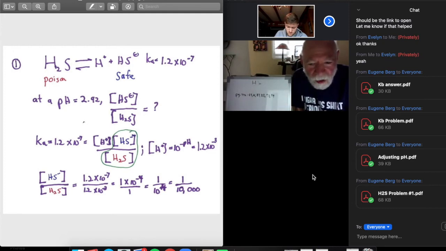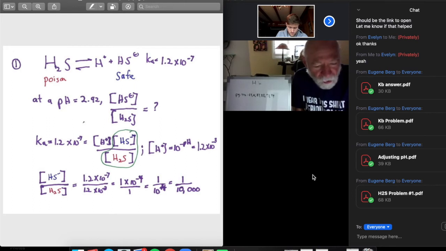you convert pH to hydrogen ion concentration. So hydrogen concentration is 10 to the minus pH. So 10 to the minus 2.92 is 1.2 times 10 to the minus 3. Okay, so now you solve for the ratio of HS to H2S, which is going to be equal to the K sub A divided by the hydrogen ion concentration.